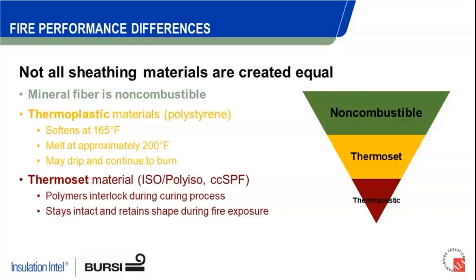Bit of an issue on our color hierarchy here with the text, but my upside down pyramid is correct. So non-combustibles: mineral fiber and fiberglass. Thermosets: your polyisos. Thermoplastics are going to be your polystyrenes.